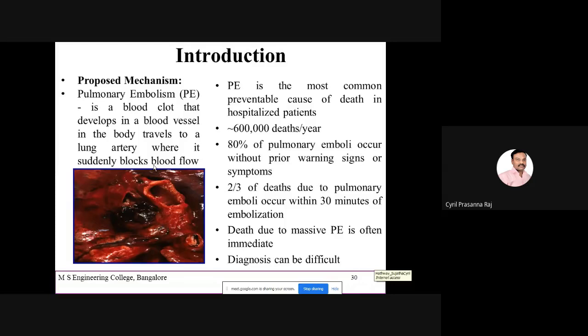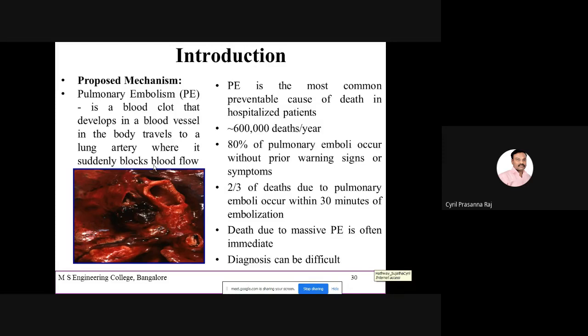It is found that it is the most common preventable cause of death in hospitalized patients. That means whenever a patient is hospitalized because of a breathing problem, it is possible to treat the patient. Almost 6 lakh deaths occur every year only because of pulmonary embolism, if they don't get proper treatment.